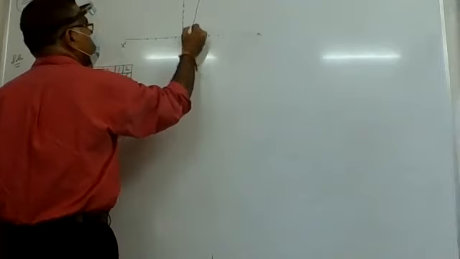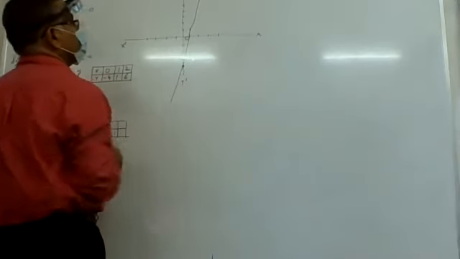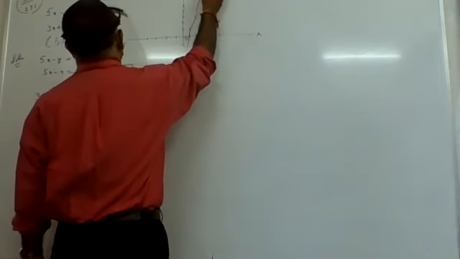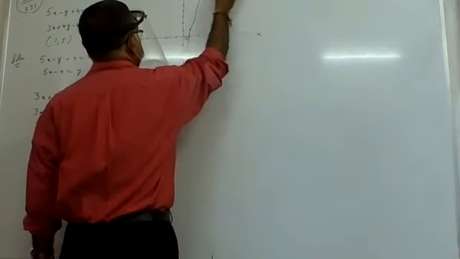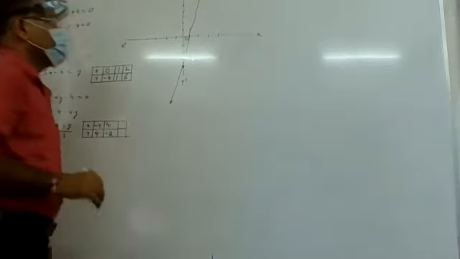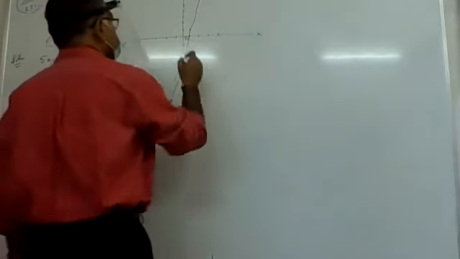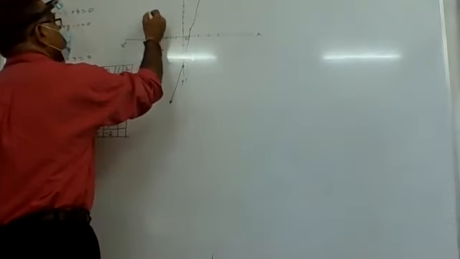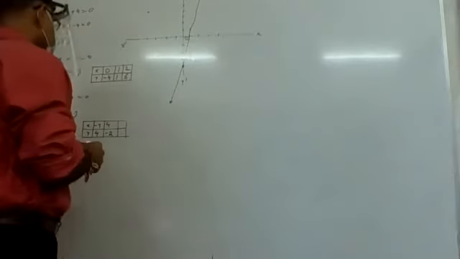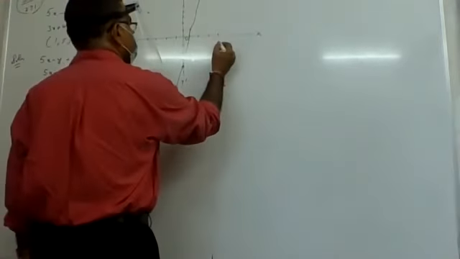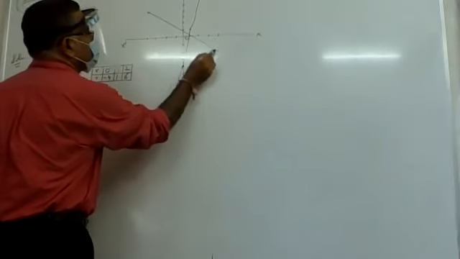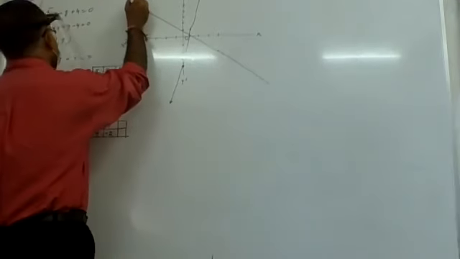So if I join it, this will be the line. This is the line 5x minus y plus 4 equal to 0. Here, the second line: x is 4 and y is minus 4, this is the point. Then x is 4 and y is minus 2, this is the point. So if I join these 2 points, this is the line.